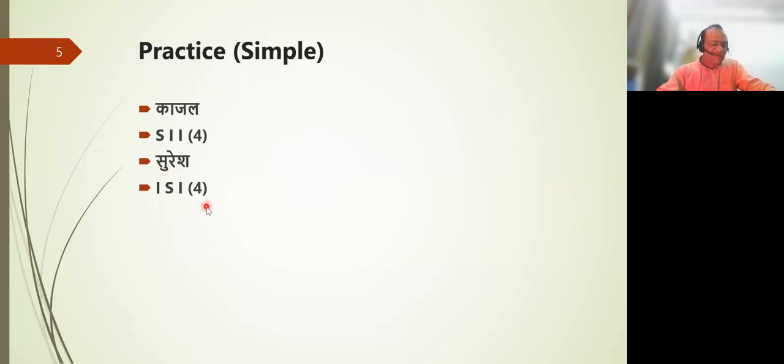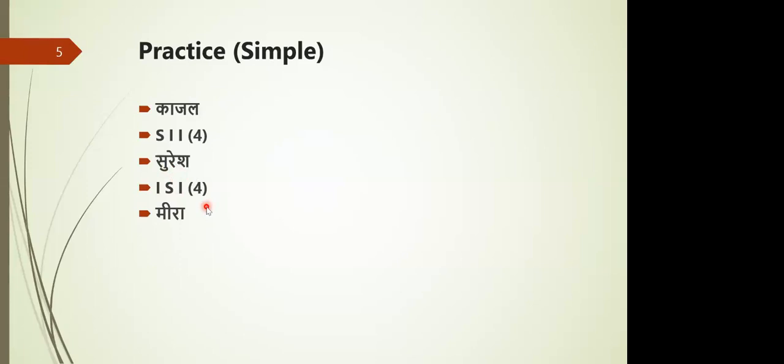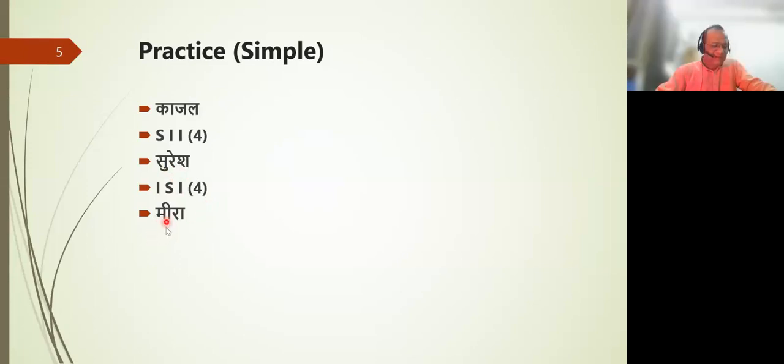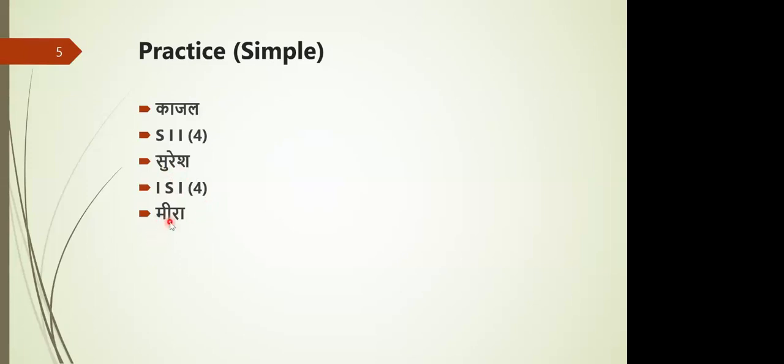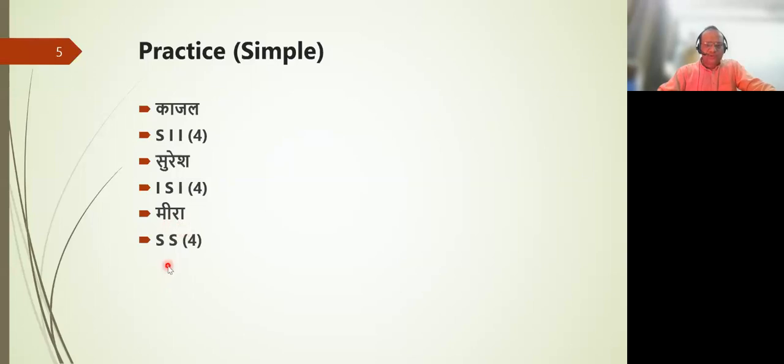Okay, now we have another word, Meera. How many matras are there? Who can tell? 4. What about Mee? Guru. And what about Ra? Guru. Guru and guru. Total 4.